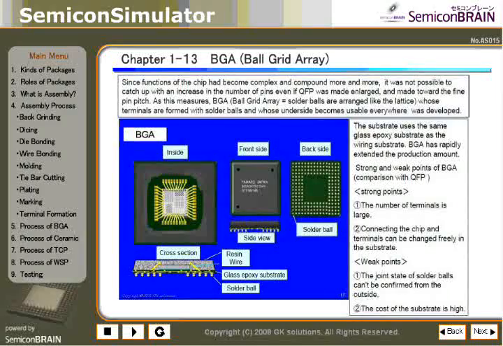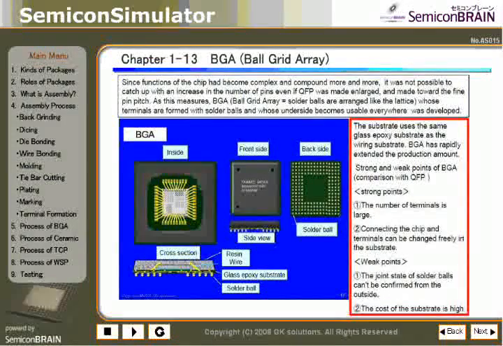Chapter 1-13 BGA ball grid array. Since functions of the chip had become more and more complex and compound, it was not possible to catch up with an increase in the number of pins even if QFP was made larger and toward a fine pin pitch. As a measure, BGA, ball grid array, was developed, in which solder balls are arranged like a lattice, terminals are formed with solder balls, and the whole underside becomes usable. The substrate uses the same glass epoxy substrate as the wiring substrate. BGA has rapidly extended the production amount.